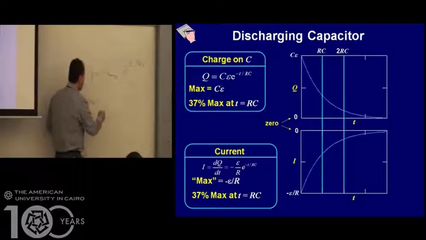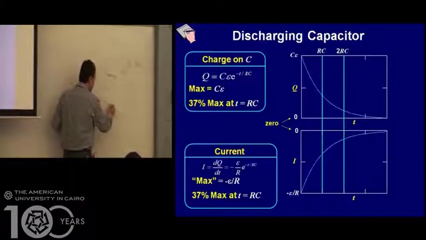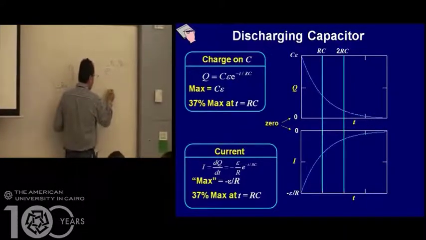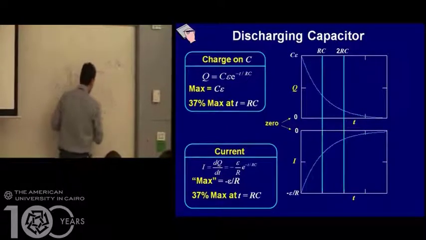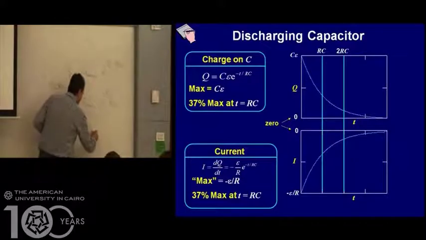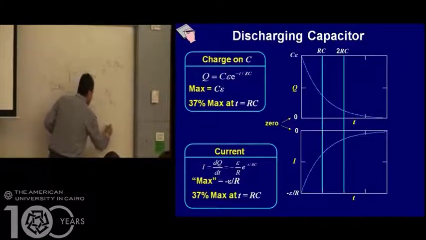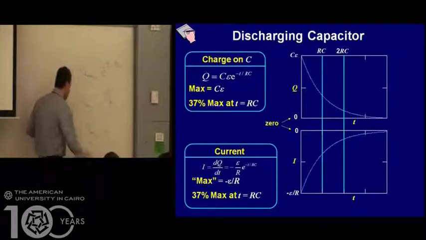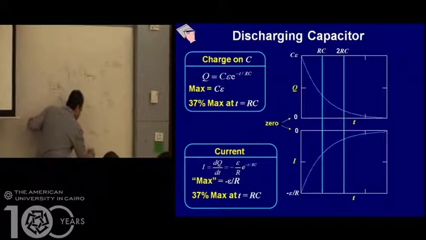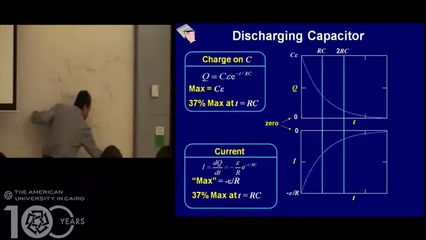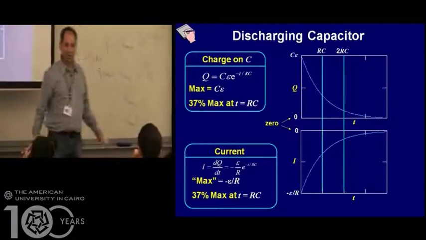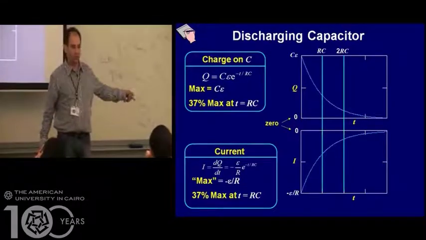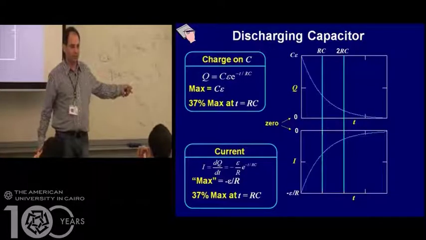Then it's going to be Q maximum times e to the power minus RC. I replace the time by RC divided by RC. So it's going to be Q maximum times e to the power minus 1. It's Q maximum times, as Hussein said, 1 over e. What's e? 2.7 and so on.